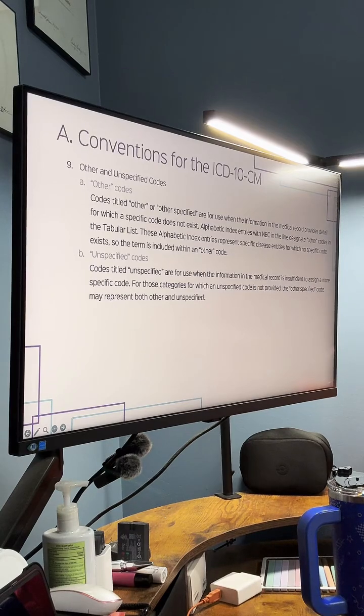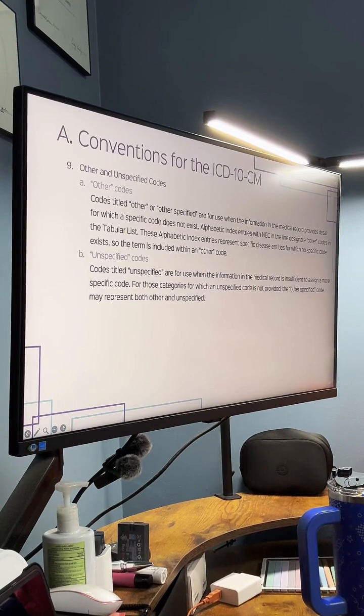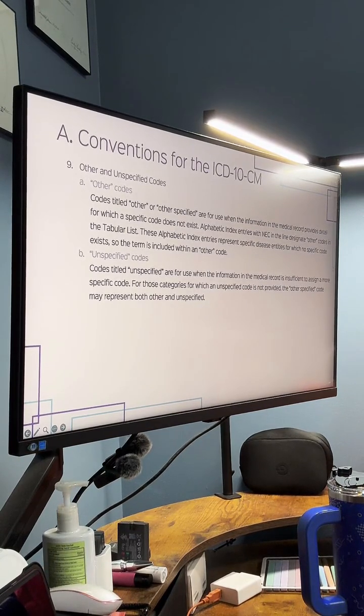All right. Within the ICD-10-CM code set, you will have codes that are indicated as other and unspecified. Other codes will be used when the record gives more detail than the code set contains. These codes will correlate with the abbreviation NEC, or not elsewhere classified. Your unspecified codes will be used when there's not enough information within the record to assign a more specific code. These codes will correlate with the abbreviation NOS, or not otherwise specified.